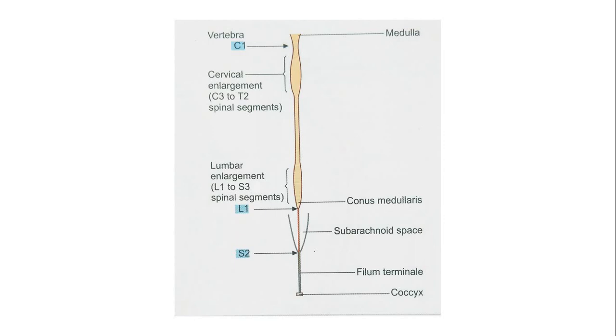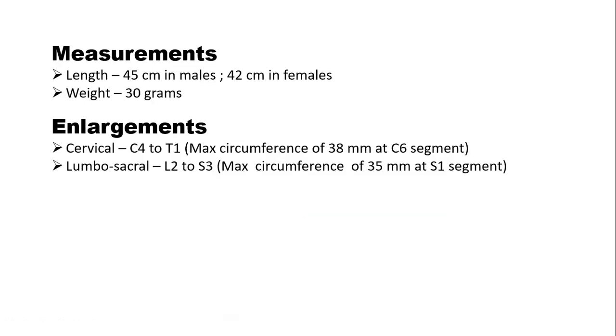The spinal cord ends in a triangular structure that is called conus medullaris that lies at the lower border of the L1. The length of the spinal cord is 45 cm in males, 42 cm in females. The weight of the spinal cord is 30 grams.